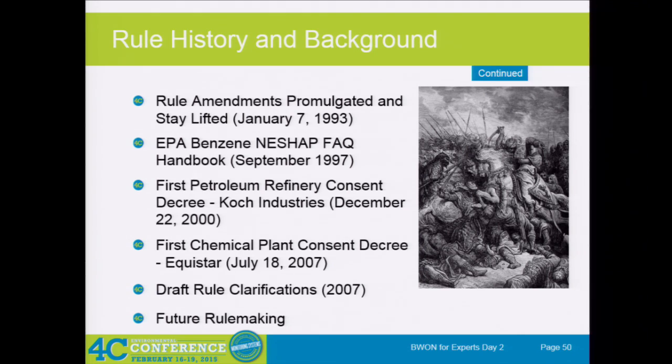And then in 2007, Equistar comes along and gets the first chemical plant consent decree. By the way, that one's closed. Closed. Right, and I don't think any refineries have. Possible. Yes, I think that may be the only one. I have a client I'm working with who is in the final negotiations with EPA, but they haven't really heard back yet. So hopefully within the next year or two, we might start hearing of a refinery actually closing their consent decree. And then 2007, we get some more clarifications.